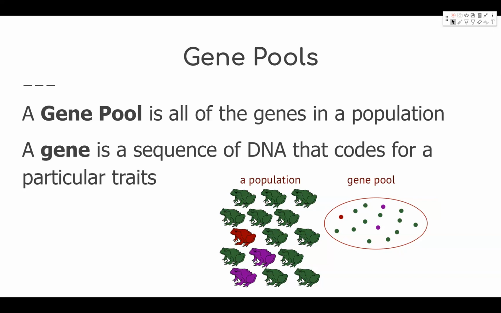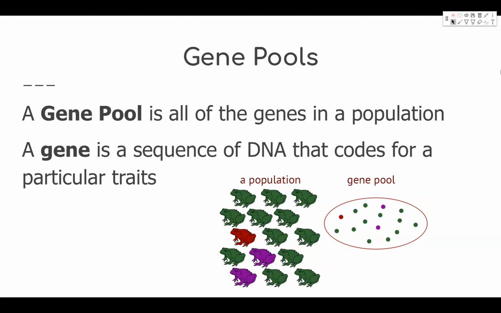So, evolution is the change in these gene pools over time. How many green ones there are over time might change. How many purple ones there are over time might change. How many red ones there are over time might change. And there are a couple of different ways that this change can happen, which we'll talk about.